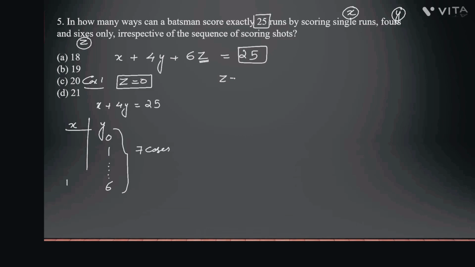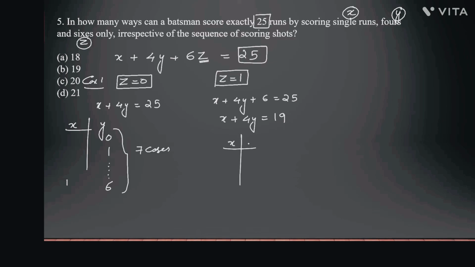What happens when Z is equal to 1? That means he's hitting one single 6. So if Z is equal to 1, the equation is going to be X plus 4Y plus 6 is equal to 25. I'm simplifying it further. That is X plus 4Y is equal to 25 minus 6. That is 19. Again, I'm using the same scenario here.